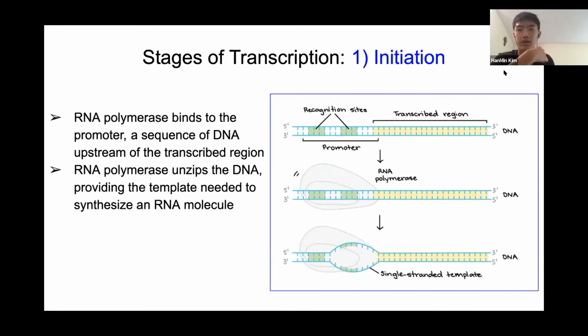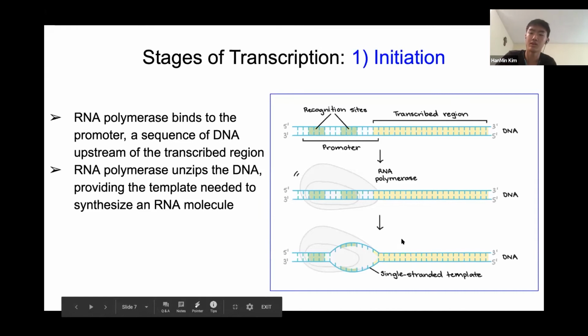So it always moves in the same direction along the DNA strand. So stage 1 of transcription is called initiation. This is where a protein called RNA polymerase binds to a promoter. Basically, that's a sequence of DNA upstream, before the transcribed region, which is what's going to be turned into a piece of RNA. And the RNA polymerase unzips the DNA, providing a template needed to synthesize an RNA molecule. So it splits apart the 2 strands of DNA, making it easier to copy, and then it copies off that strand of mRNA, which will be shown in the next slide.